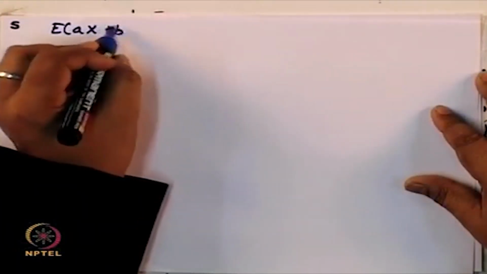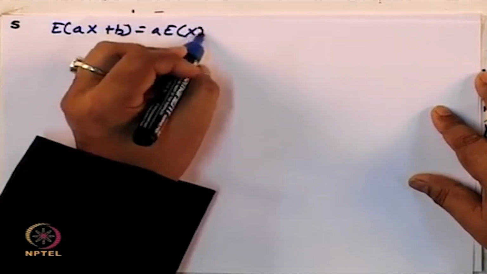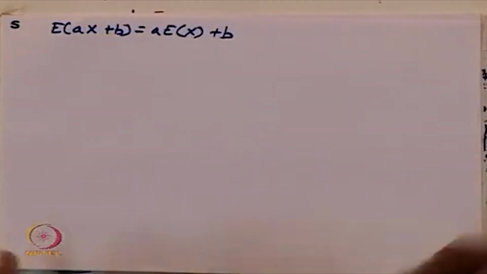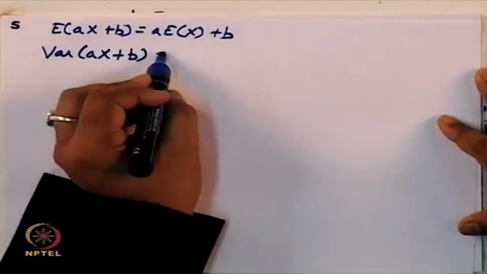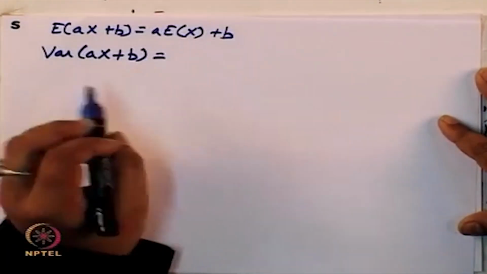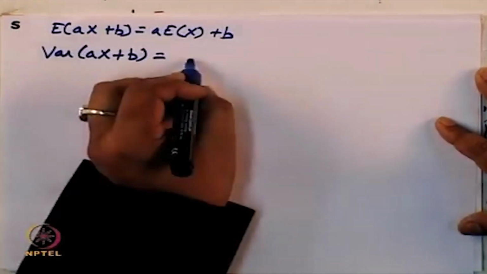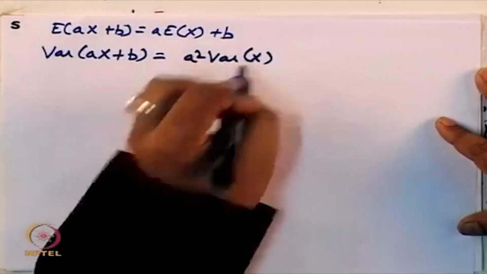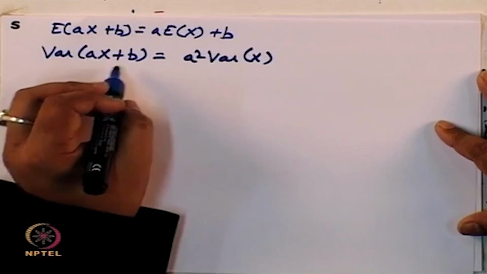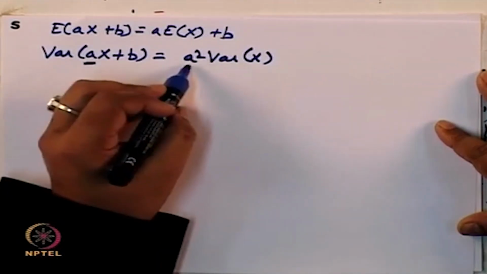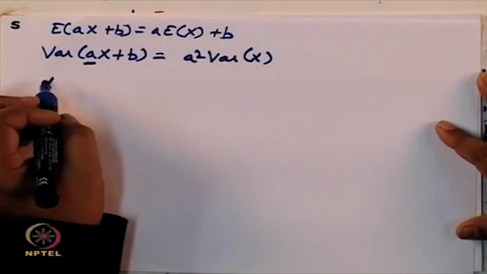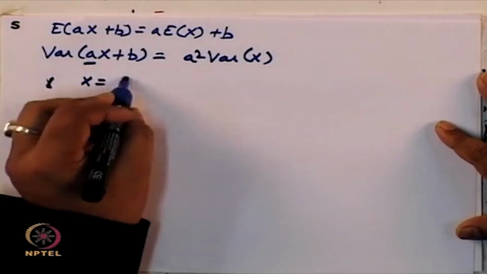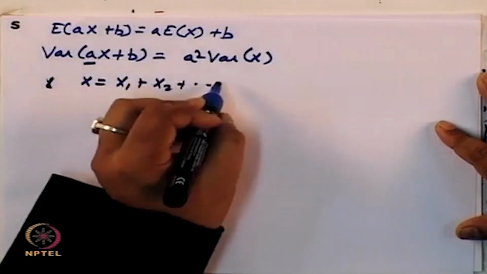Now, I already showed that E of A x plus b is equal to A E of x plus b. So, what do we get for the variance of A x plus b? I do not need to derive this equation, but what we found was the variance of A x plus b is nothing but A square variance of x. Variance of a constant is 0, and when you have a prefactor scalar multiple, it just takes the square form.